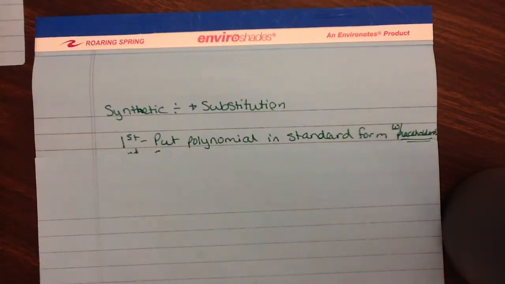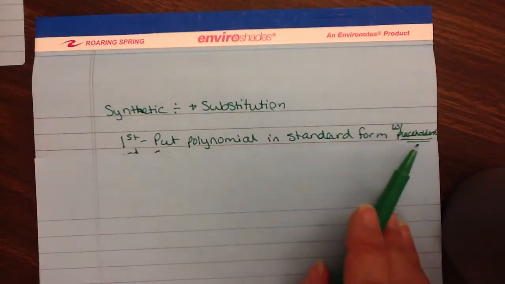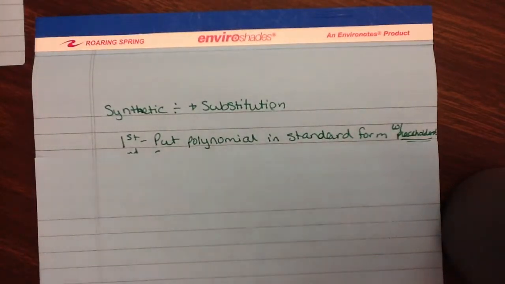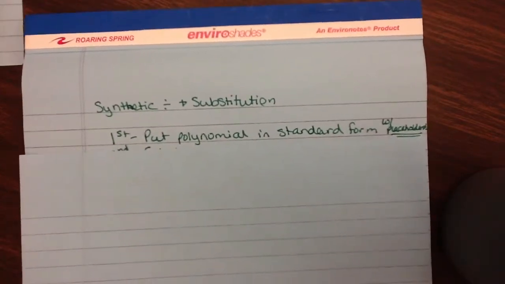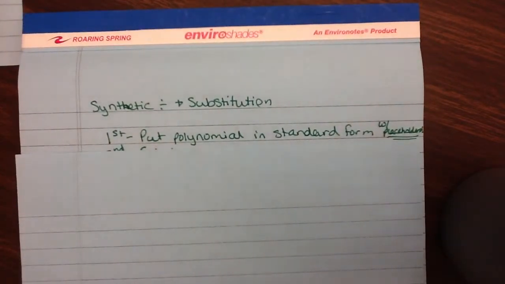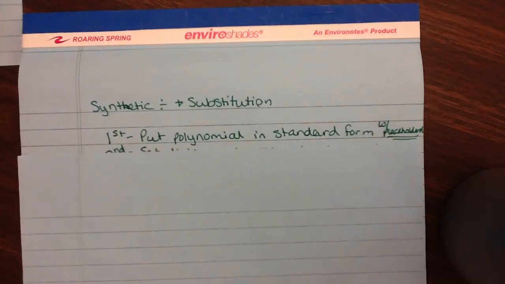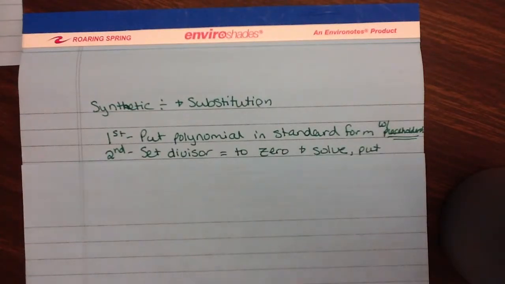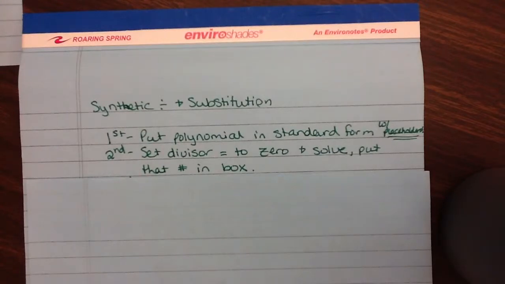So the first thing we need to do is make sure our polynomial is in standard form, and don't forget your placeholders. Do not forget your placeholders. If you do, you will not be able to get this answer correct at all. It will be so messed up. Second thing we need to do is set our divisor equal to 0 and we'll solve. Whatever we get for x, whatever x equals, we will put that number in a box, and you'll see how this gets set up in a minute.